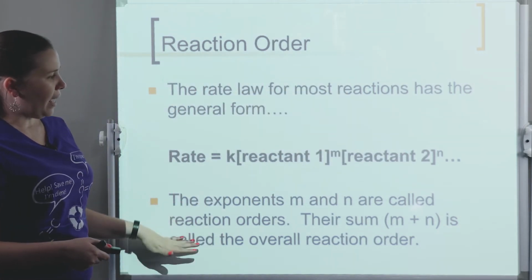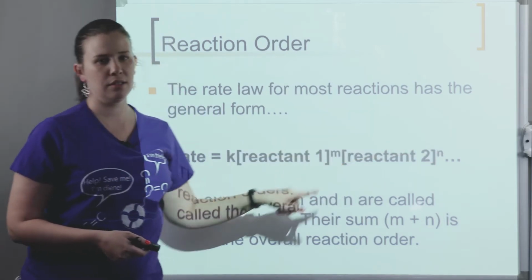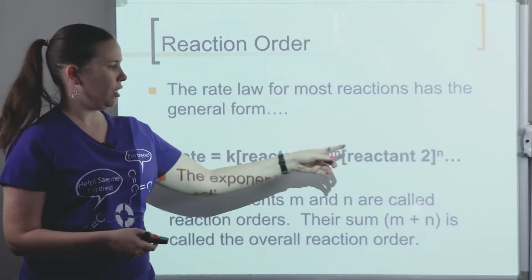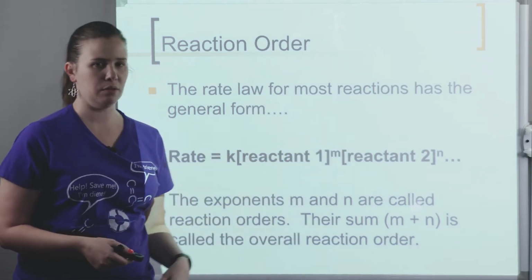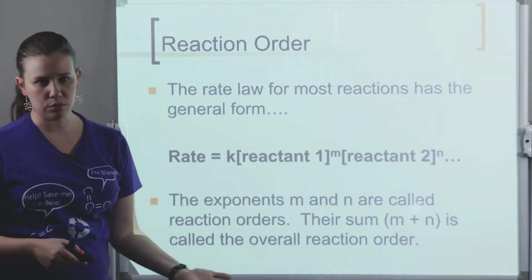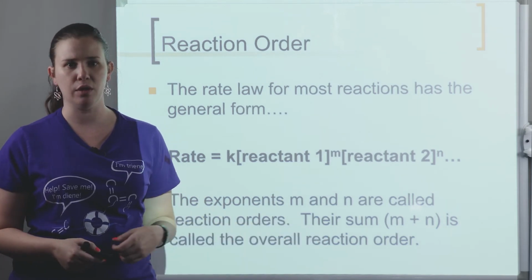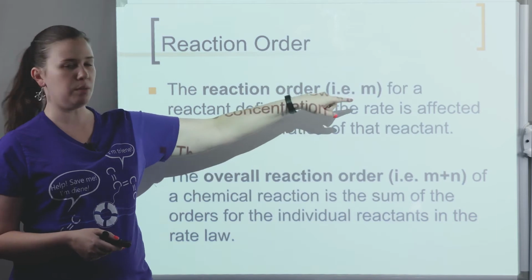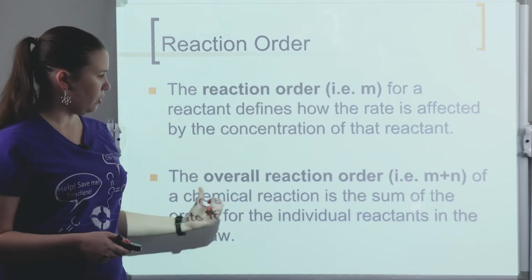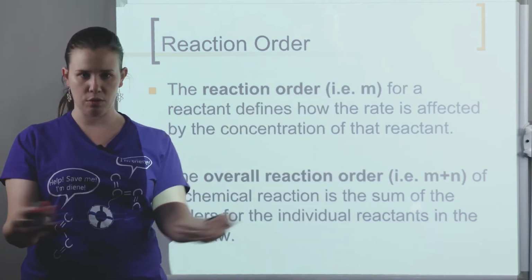So you can also add together the exponents to get the overall order. M is the order with respect to the first reactant. N is just with respect to the second one. But if you wanted to know the total order of the reaction, you just add them together. Call it the overall order. So the reaction order itself would be the individual M or N, and the overall reaction order would be what you get when you combine them.